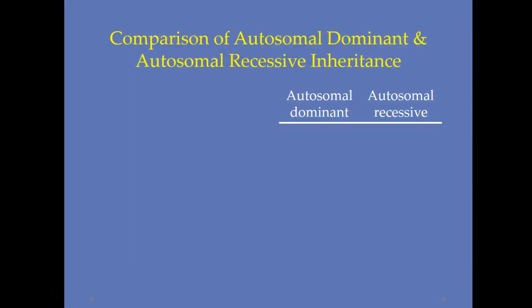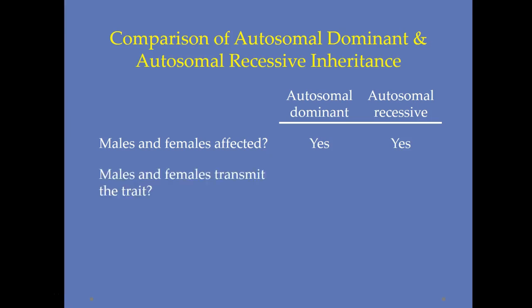Okay, so let's compare autosomal dominant and autosomal recessive inheritance patterns as we wrap things up. Are both males and females affected? Yes, because again, these are affecting autosomes and not our sex chromosomes. Can males and females both transmit the trait? Again, yes, because they're on autosomes.